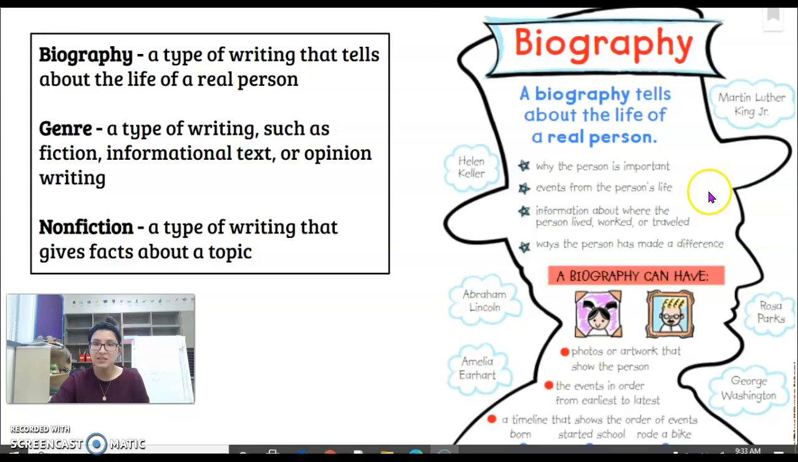A biography tells about the life of a real person, why the person is important, events from the person's life, information about where the person lived, worked, or traveled, ways the person has made a difference. A biography may have a drawing or a photograph.